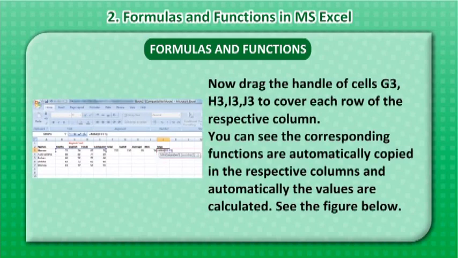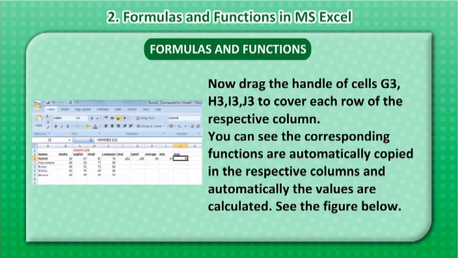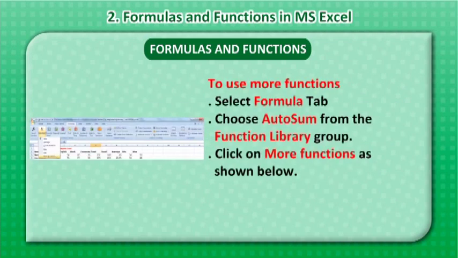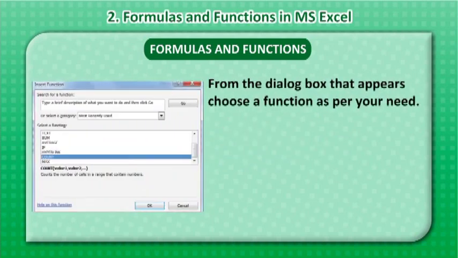Now drag the handle of cells G3, H3, I3, J3 to cover each row of the respective column. You can see the corresponding functions are automatically copied in the respective columns and automatically the values are calculated. See the figure below. To use more functions, select the Formulas tab, choose AutoSum from the Function Library group, click on More Functions as shown below. From the dialog box that appears, choose a function as per your need.